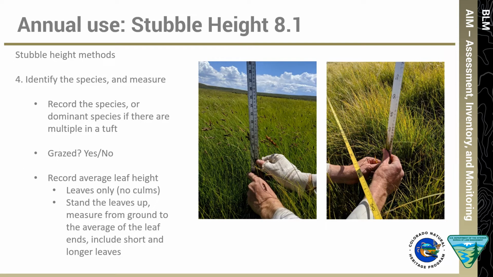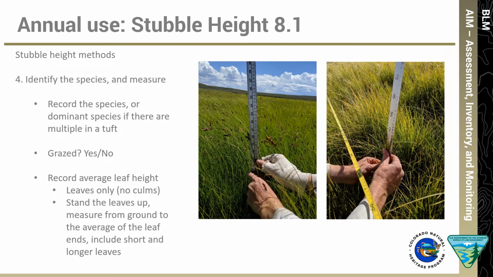Once you've identified your tuft of graminoid vegetation, step 4 is, using the measuring rod or a separate ruler, identify the dominant or key species within the tuft and measure the average length in centimeters of all the graminoid leaves. For each tuft, record the USDA plant species code or unknown code of the dominant or key species in the species column of the datasheet.